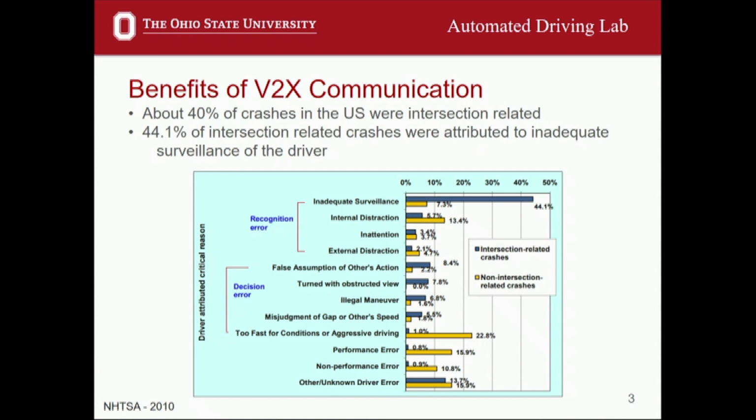So some of the benefits, so about 40% of crashes in the US are intersection related, and of those, about 44.1% are attributed to inadequate surveillance of the driver. So this is a really significant percent, about 18% total, where if we have better communication and better surveillance of the area, we can really cut down on many of these collisions.